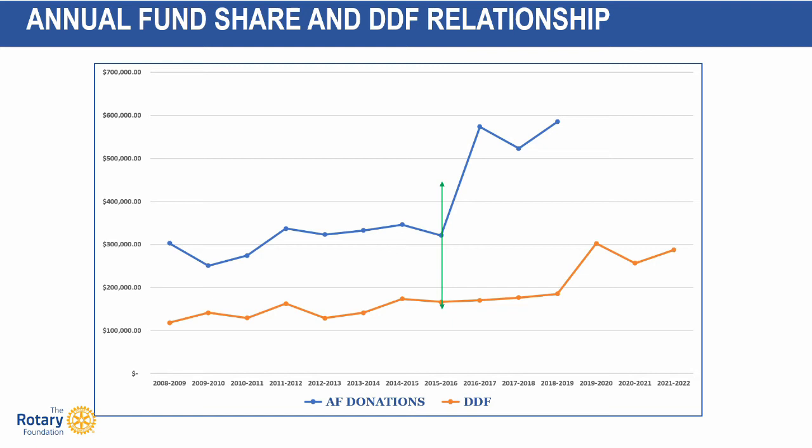In the year 2016-17, our district changed the policy regarding the allocation of district designated funds. Prior to that, DDF was controlled at the district level. The question that was asked by district leadership was, where do these annual fund contributions come from that generate DDF? The answer is that annual fund donations come from Rotarians in our district. The policy was changed then, and DDF is now returned to clubs based on a pro rata share of their immediate past 3 years giving to the annual fund share. No DDF are held at the district level.